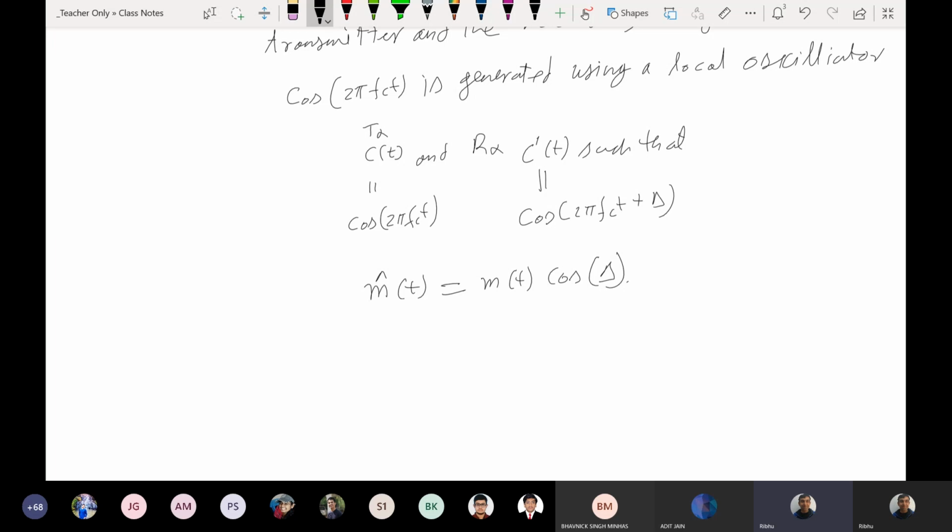But when delta gets close to π/2, you receive nothing. So delta equals π/2, or a large phase difference between the transmitter and the receiver, is a problem. So tomorrow we'll address this issue: how do we get rid of this phase difference, or how do we compensate for it?